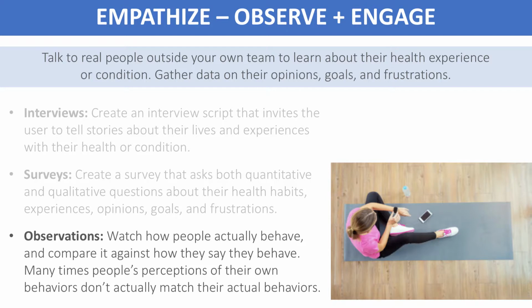The last way to help you empathize with users through observations and engagement is doing direct observations, which is watching how people actually behave, and it can also be great to compare it against how they say they behave. Many times people's perceptions of their own behaviors don't actually match their actual behaviors.